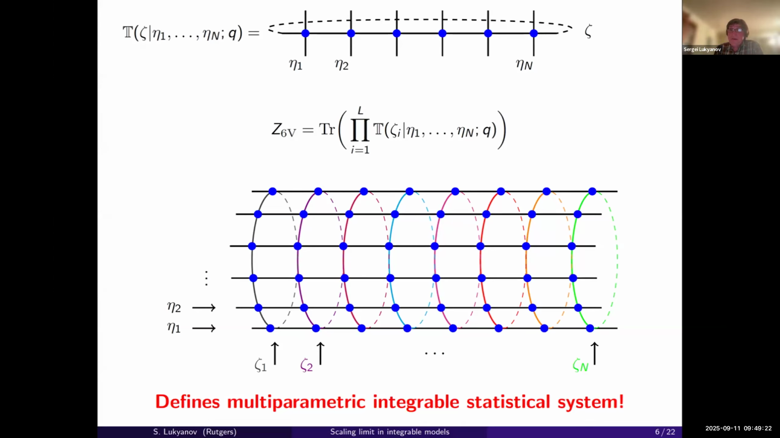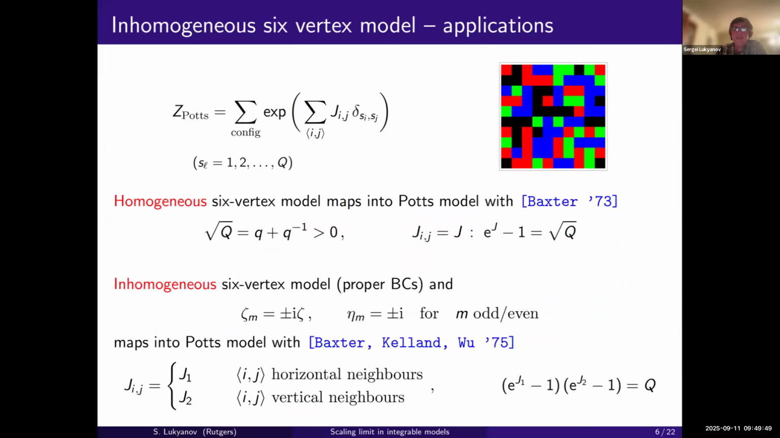But anyway, the model which we have depends on many parameters. So it's a multi-parametric statistical system, and it would be interesting to understand the effect of all these parameters on the physics. But first, I would like to mention that the model is related to other famous models of statistical mechanics, like the Potts model. It's known from Baxter's work in 73.